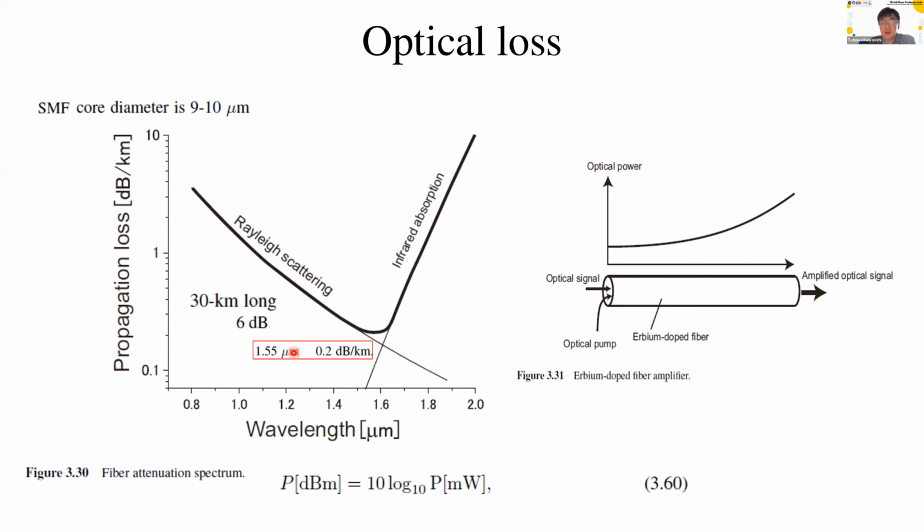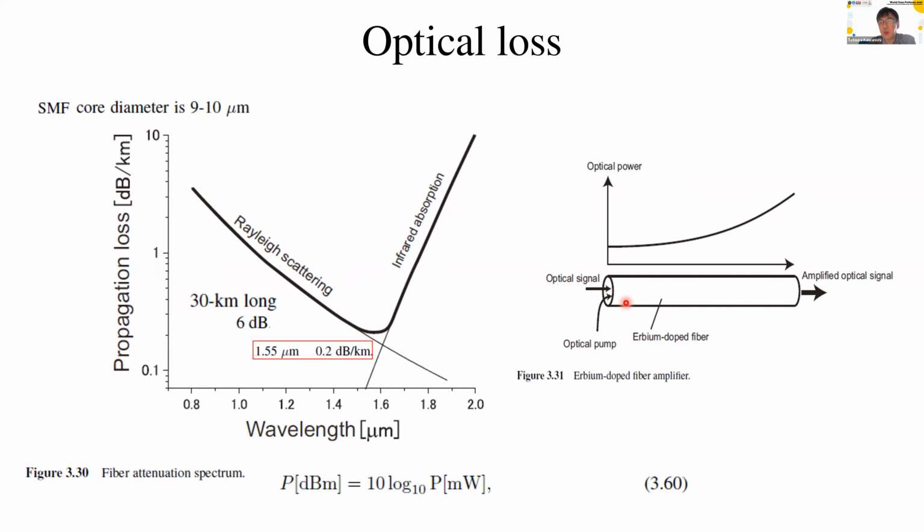And the loss is small enough for optical fiber communication. But if we want to make a long-haul transmission system like the submarine cable, we have to have the optical amplifier. We can use the erbium-doped optical fiber to amplify the optical signal. We put in the optical pump to excite the state of the erbium, and erbium can induce the stimulated emission.